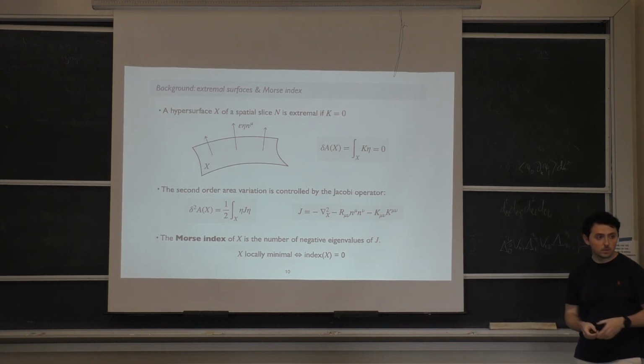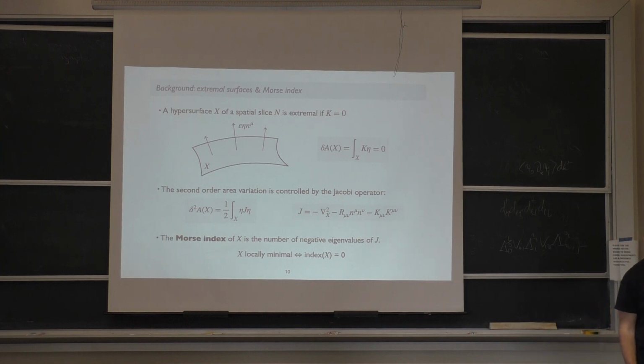So just in your terminology notation. So by n you mean something like a Cauchy surface? Yeah, exactly. And x is a codimension two spatial surface? Yeah. It's a hypersurface on this Cauchy surface. Yeah.